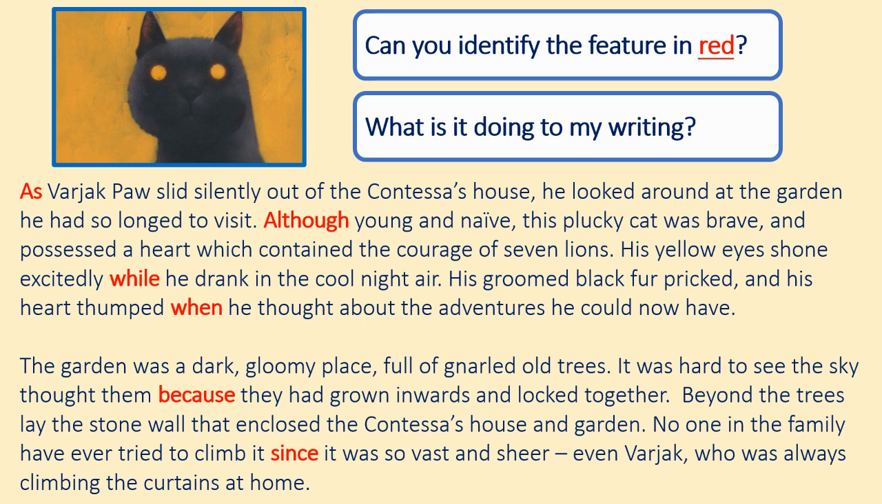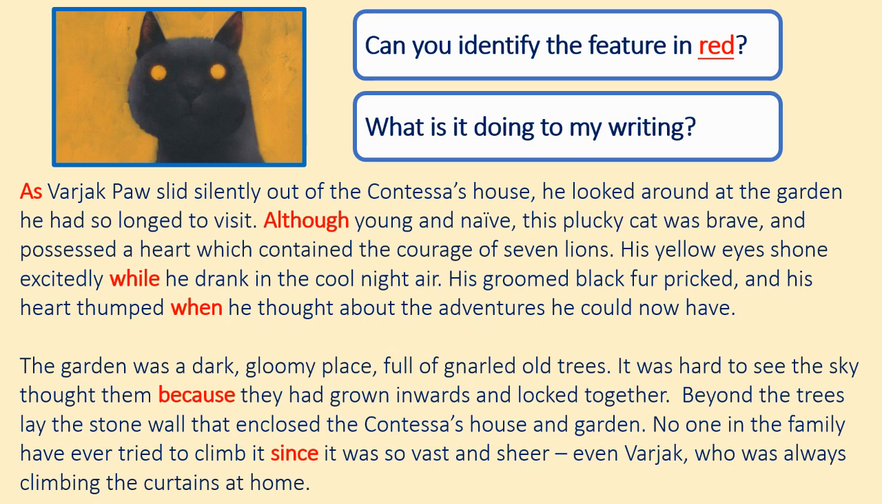The garden was a dark, gloomy place full of gnarled old trees. It was hard to see the sky through them because they had grown inwards and locked together. Beyond the trees lay the stone wall that enclosed the Contessa's house and garden. No one in the family had ever tried to climb it since it was so vast and sheer, even Varjak, who was always climbing the curtains at home.